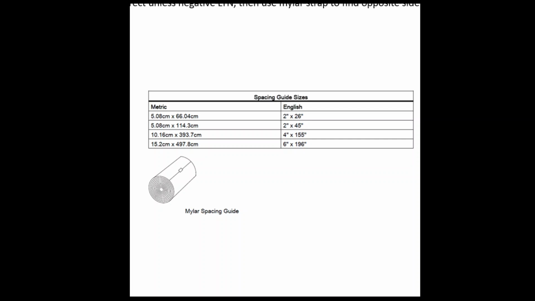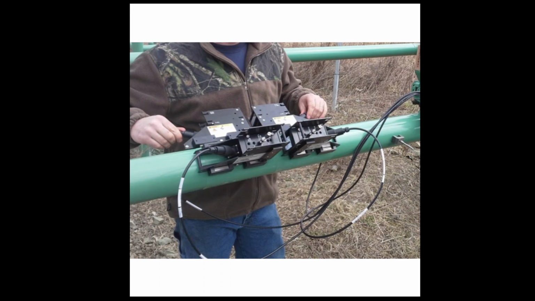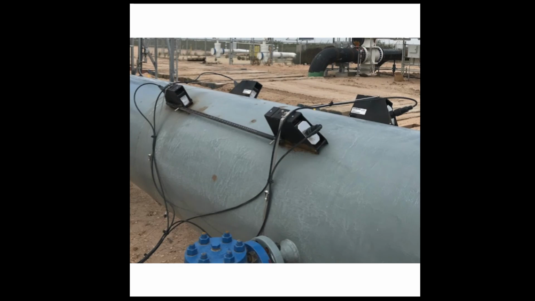Every install will come equipped with a Mylar spacing guide. You can use this guide to wrap around the pipe and find the opposite end of the pipe to get a true 180-degree offset between the sensor on one side and the sensor on the opposite side. If you're on a horizontal pipe and it's mounted either in reflect or direct, try to stay within the 10 o'clock to 2 o'clock range around the circumference of the pipe.